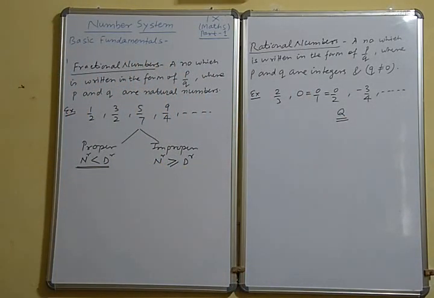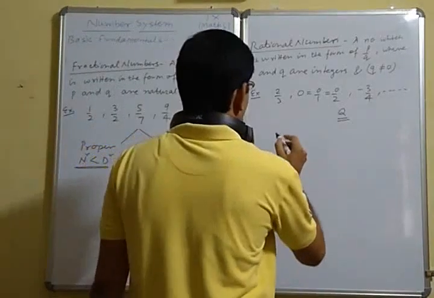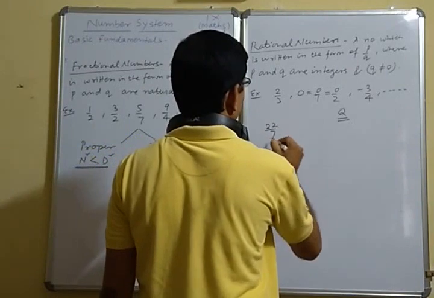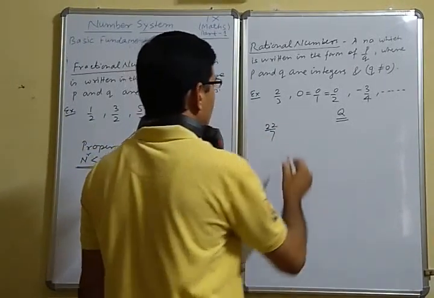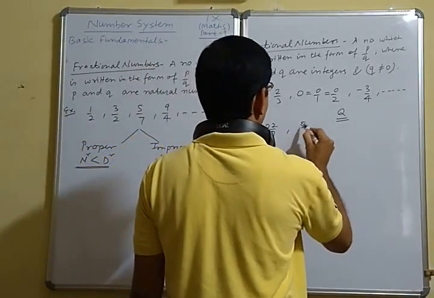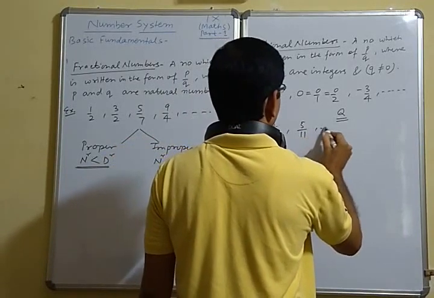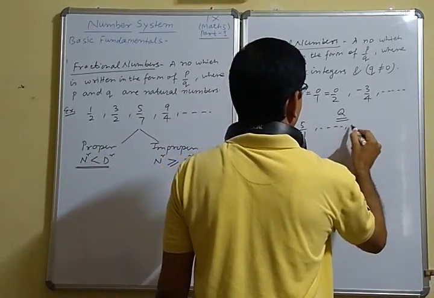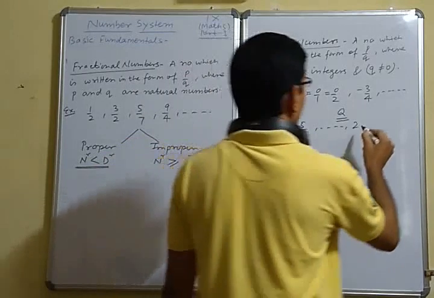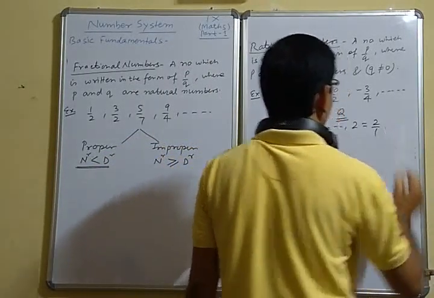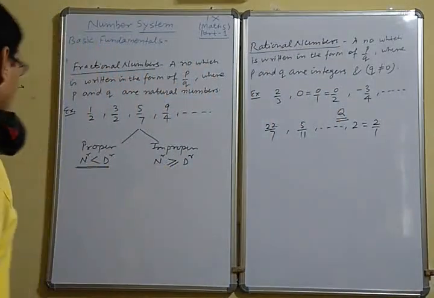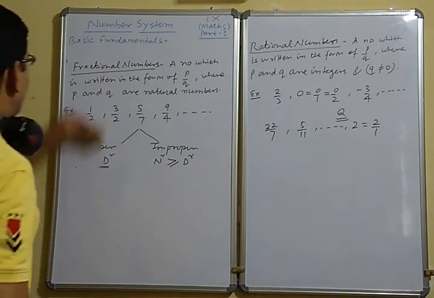Now we'll take some examples. Other examples: 22 by 7. This is a rational number. 5 by 11. Even 2 is a rational number because it can be written as 2 by 1. So these are the rational numbers. Now the next number is prime numbers.